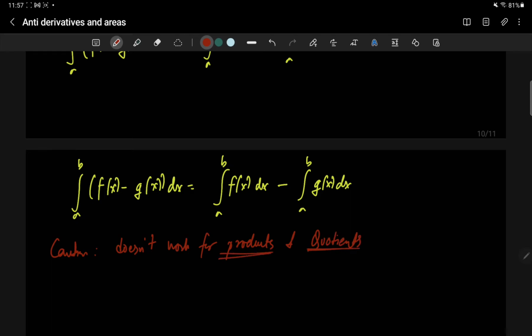We have seen this before, where when we were finding antiderivatives, we did point out that there is no quotient rule or product rule, so it doesn't work like that.